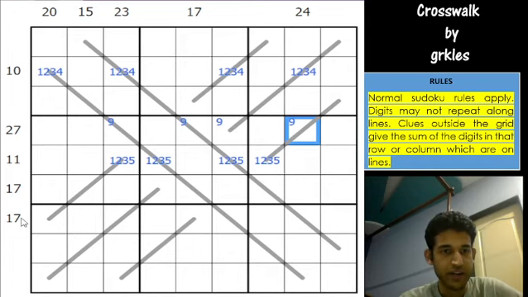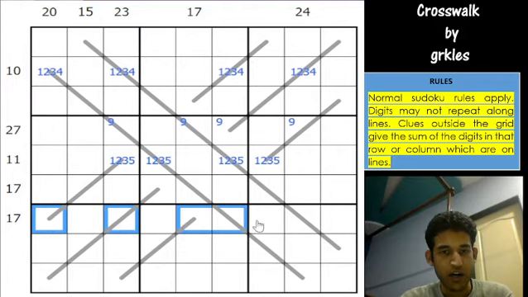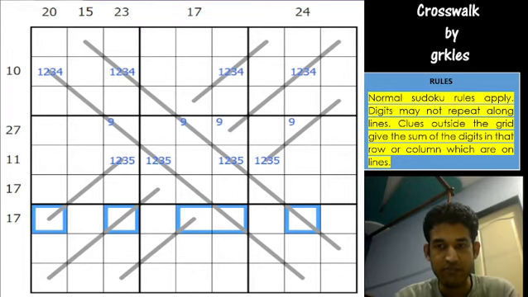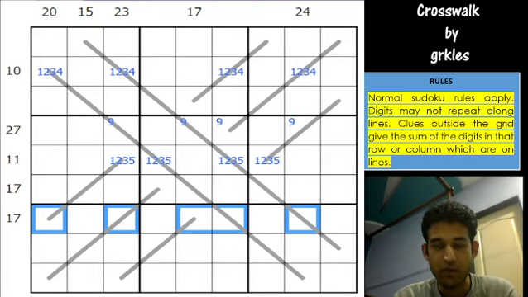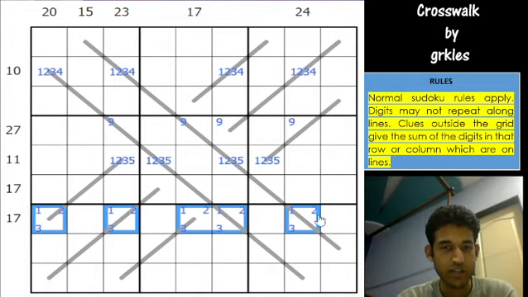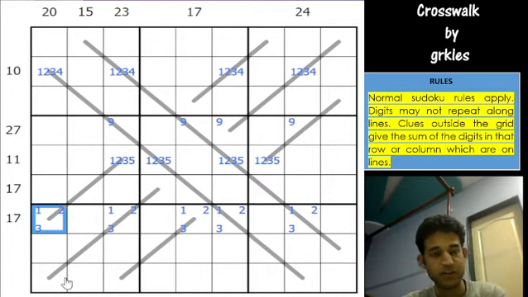Okay, this 17 is interesting, guys. It's really restricted. If you look at this row, there are 5 cells on the lines, and 17 from 5 digits has only 2 possibilities, either 1 plus 2 plus 3 plus 4 plus 7, or 1 plus 2 plus 3 plus 5 plus 6. In both the cases, we know that 1, 2 and 3 must be part of the sum, without which the 17 total will be exceeded.